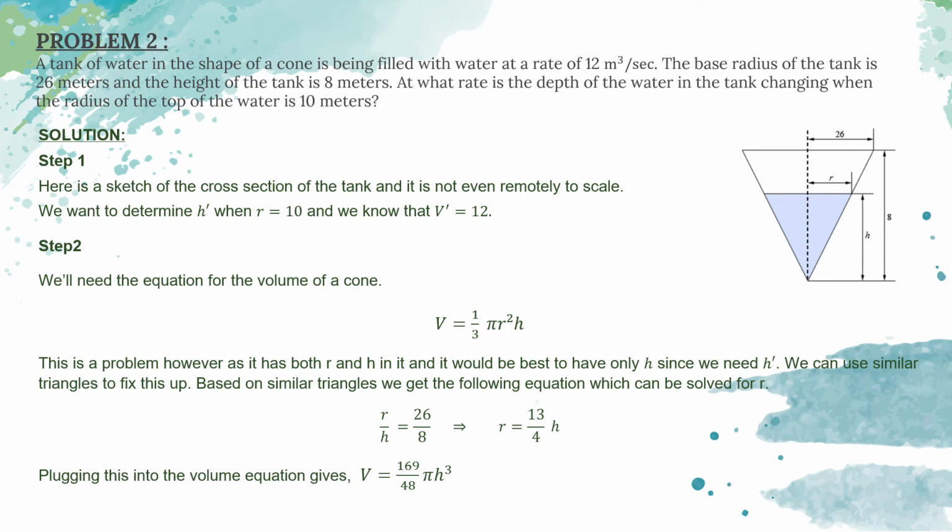The second step is we need to find the equation for the volume of a cone, which is V equals 1 over 3 pi r squared h. However, it has both r and h in it, and it would be best to have only h, since we need the rate at which the depth of water is changing. Based on similar triangles, we get the following equation, which can be solved for r. R over h equals 26 over 8, and then it will give us R equals 13 over 4 h, and then we plug it into the equation and it will give us V equals 169 over 48 pi h cubed.